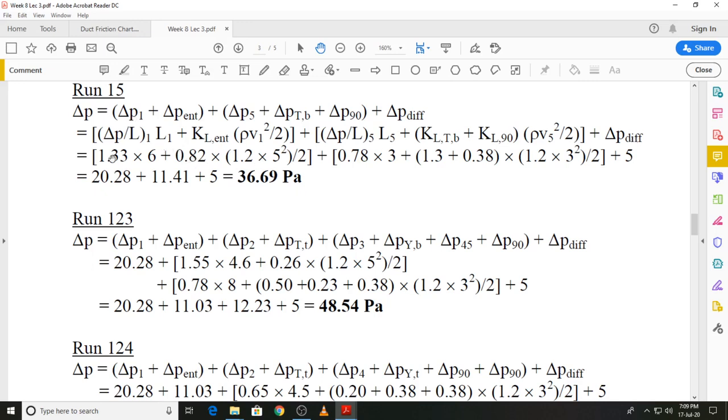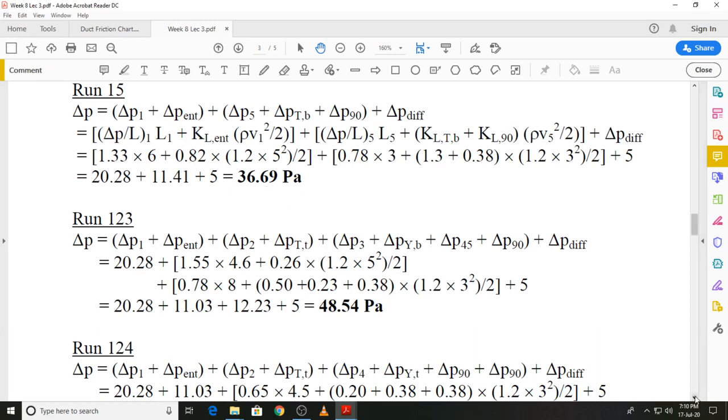So separately we have got the 3 values. 5 is for the diffuser, 11.41 is the total pressure drop in segment 5, and 20.28 pascals is the pressure drop in the first segment, giving us a total pressure drop of 36.69 pascals in run 1.5.